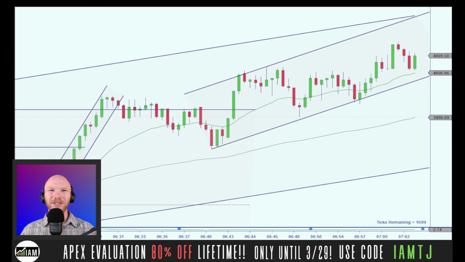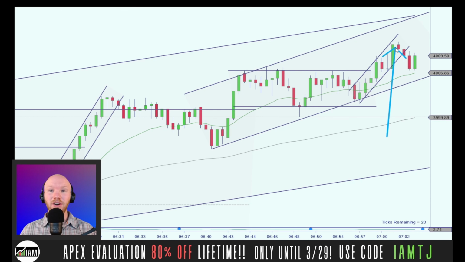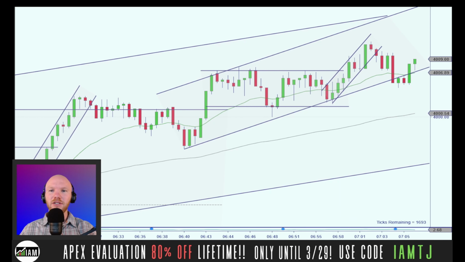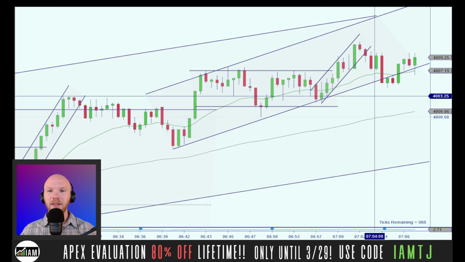Also looks like another little range formed. Have a break above it here. Looking for a second entry long to form right here. We have our pullback and the first entry, and here is where the second entry is. So this is a pretty solid setup right here.